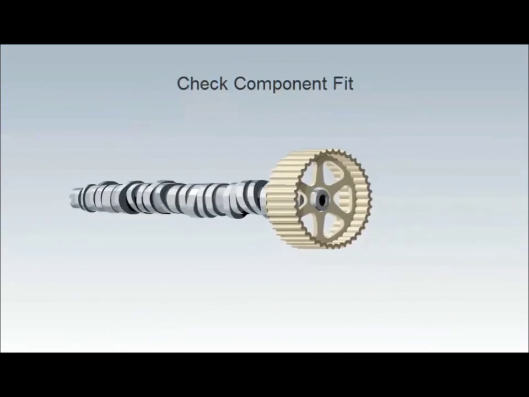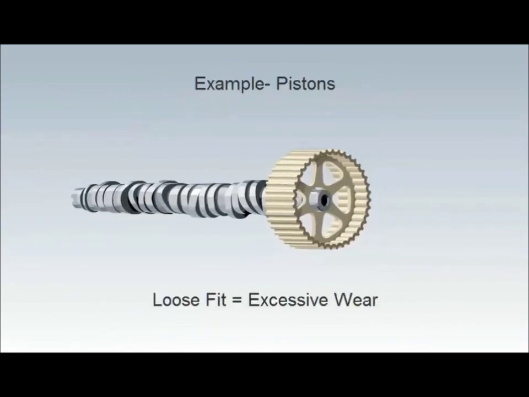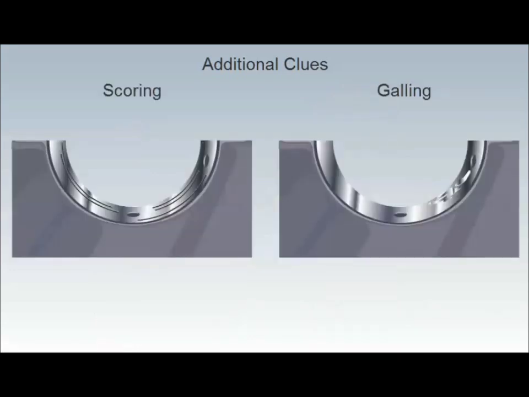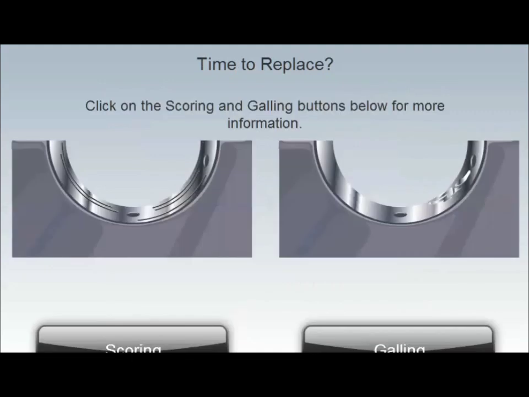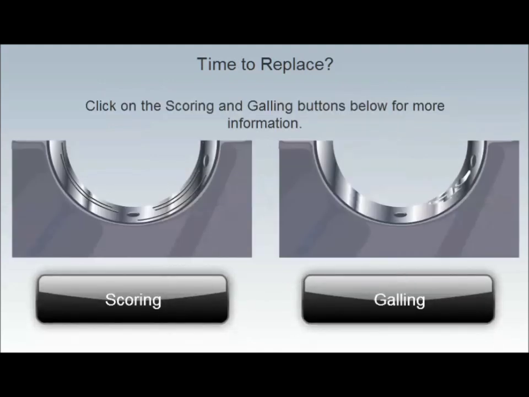Finally, check the component fit. If two machined components fit together loosely, you've found excessive wear. Additional clues to look for include scoring and galling. If you see these problems, consider component replacement.